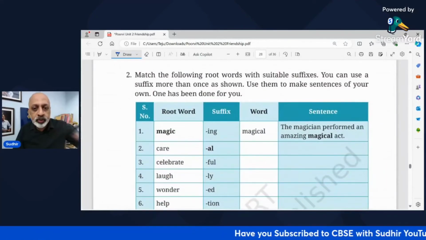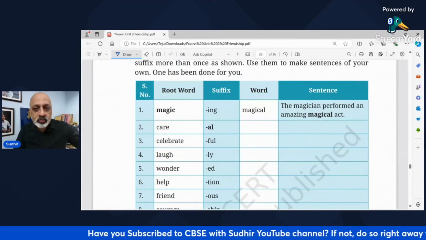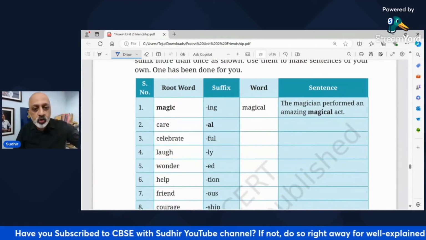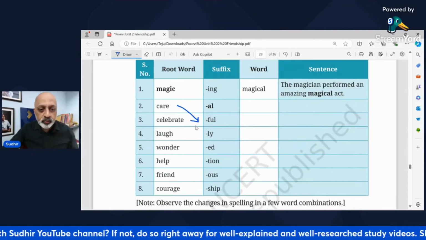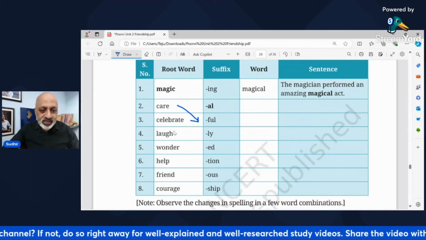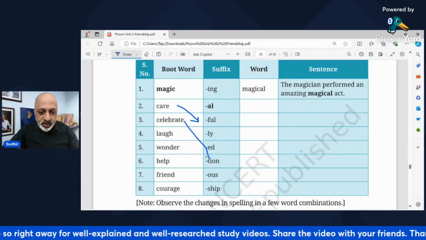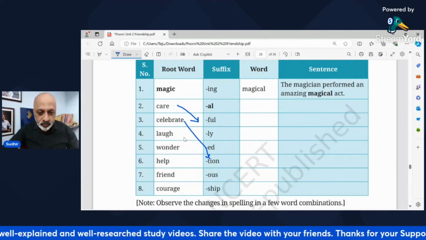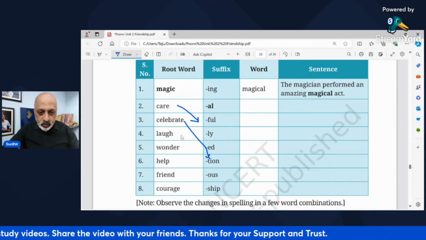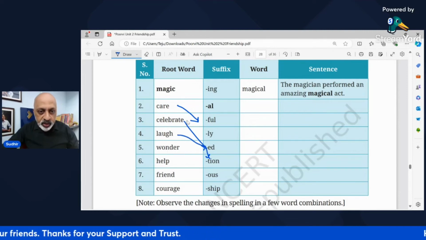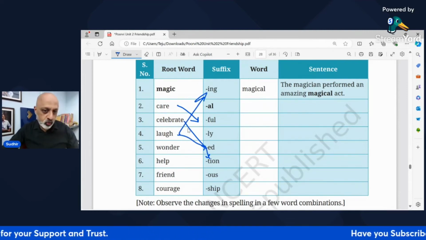Match the following root words with the suitable suffixes. You can use a suffix more than once as shown. Use them to make sentences of your own. So sentences you will make, I will match it for you. So careful, celebration. Then laugh can go with laughed. It can go with laughing also. Okay.